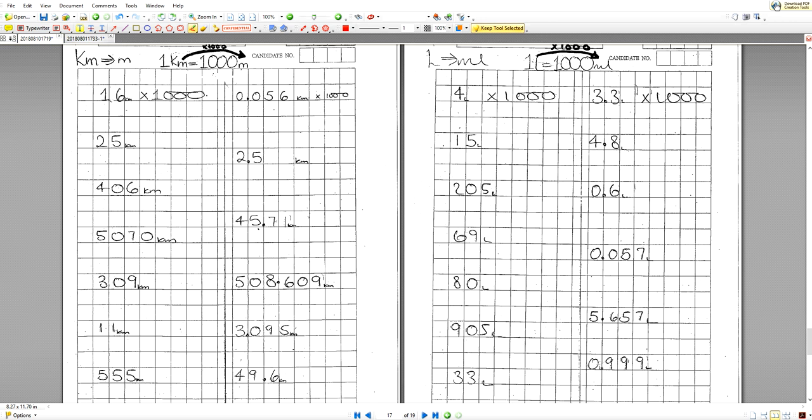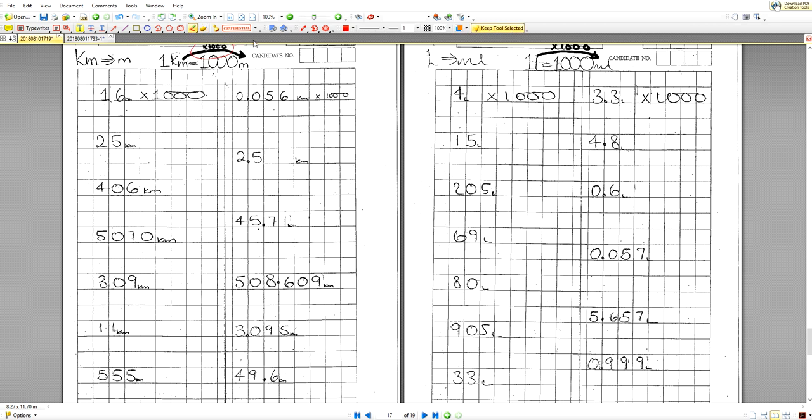Okay, welcome folks. We are looking at how we change kilometers into meters, liters into milliliters, and kilograms into grams. Now the theme for today is going to be times by 1,000. So we know that in 1 kilometer we have 1,000 meters. So to change kilometers to meters we have to times by 1,000, which you can see over here at the top.